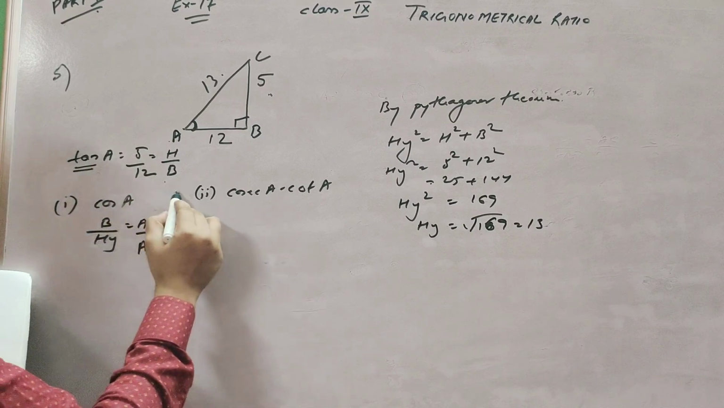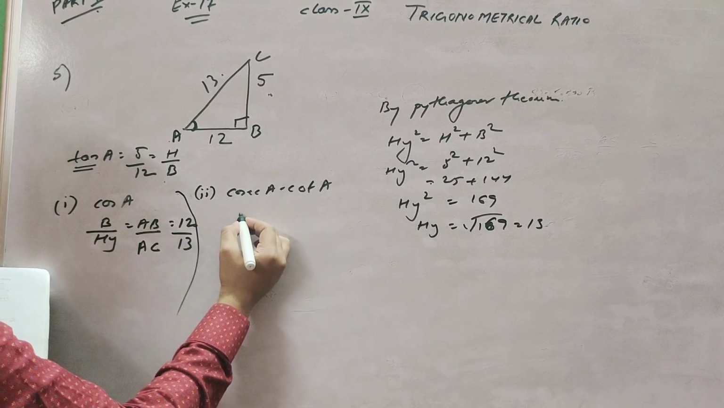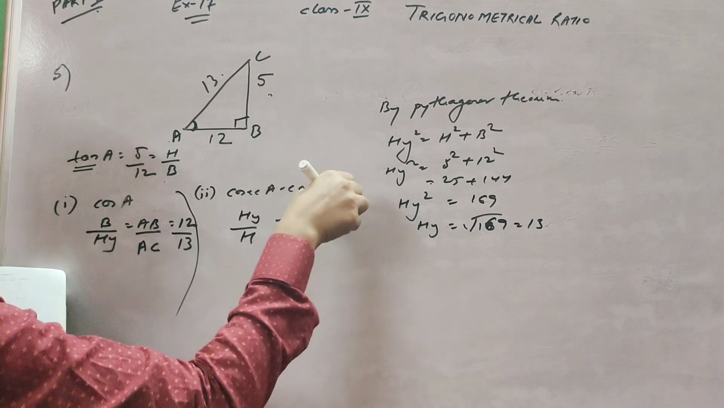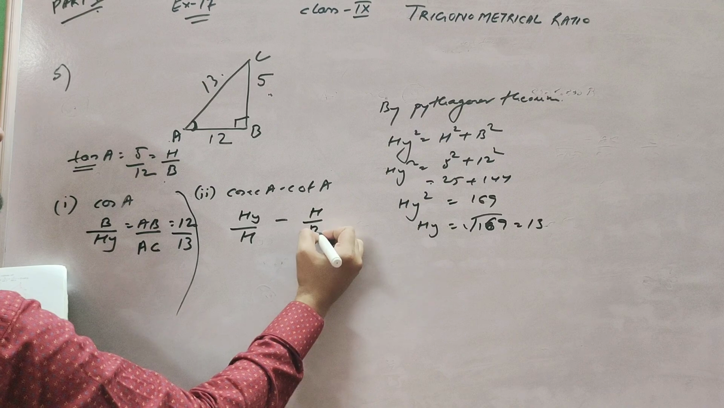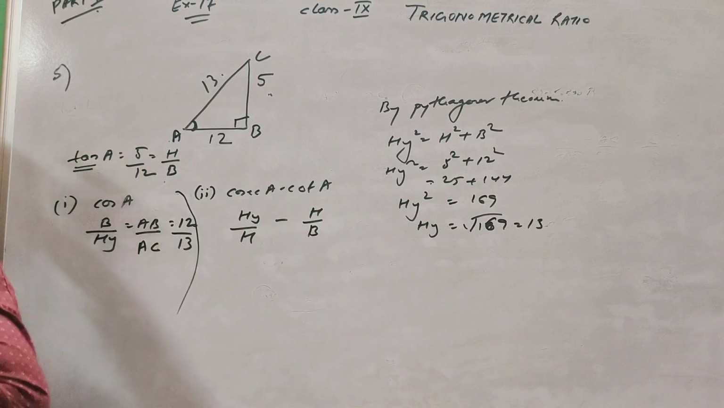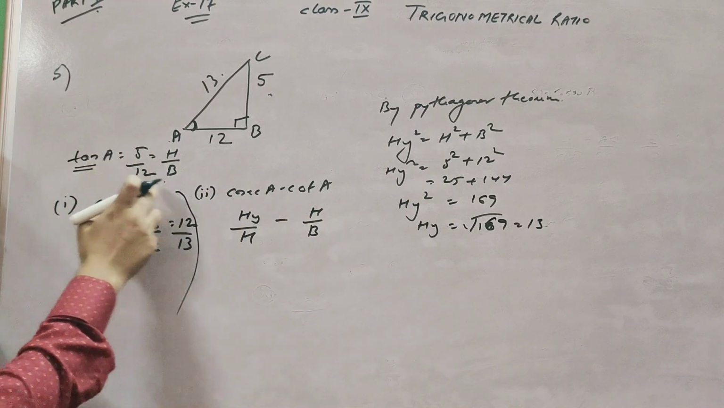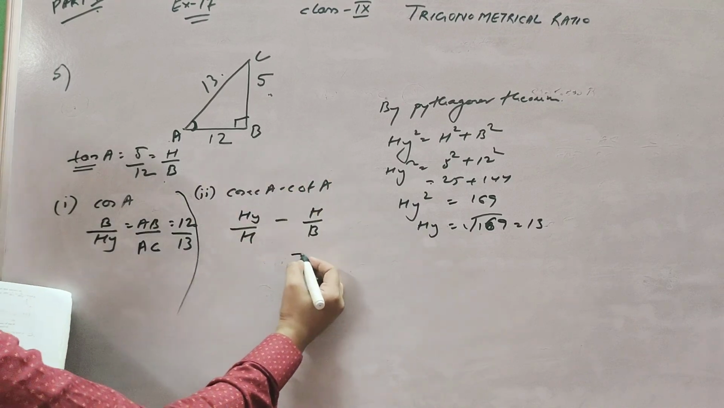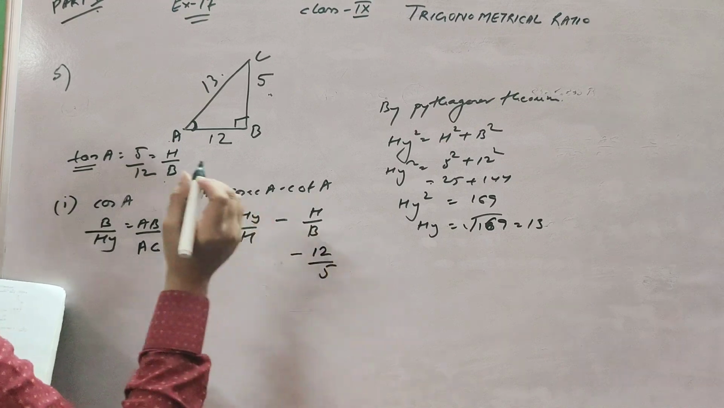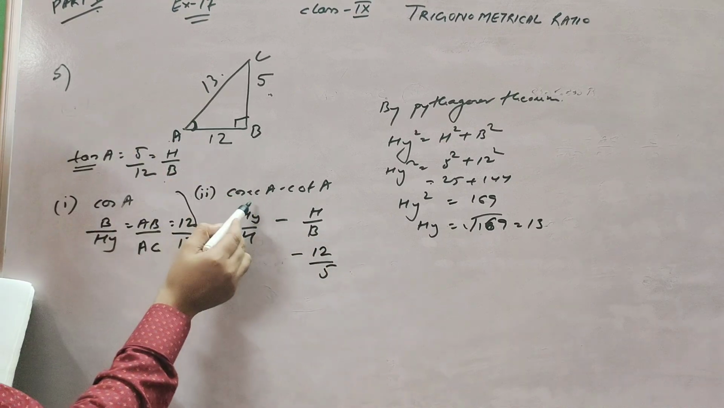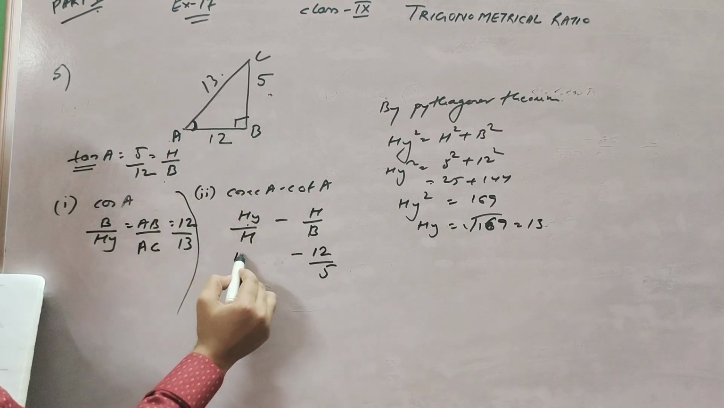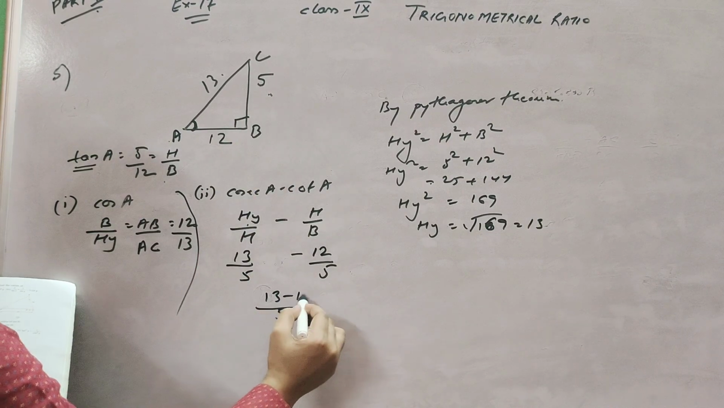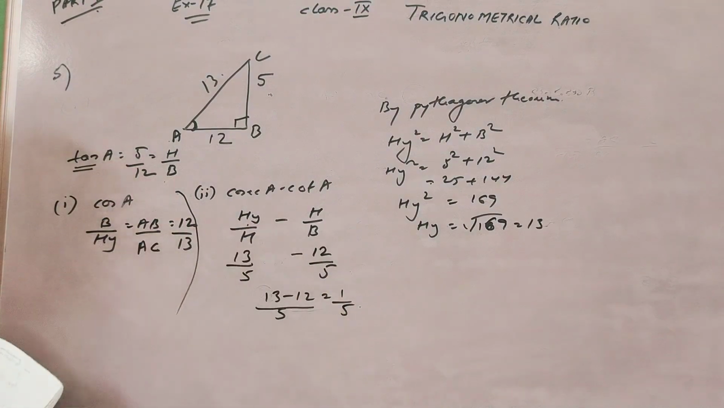Okay. Now cosec A. The cosec A formula you know is hypotenuse by height, minus cot A. The cot A formula is base by height. Here tan A is 5 by 12, then cot A is 12 by 5, because we know there is a reciprocal relation. So minus 12 by 5. Now for cosec A, hypotenuse is 13 and height is 5. So 13 minus 12, that is 1 upon 5. Okay, note.